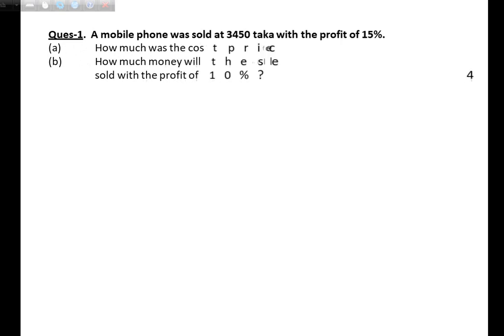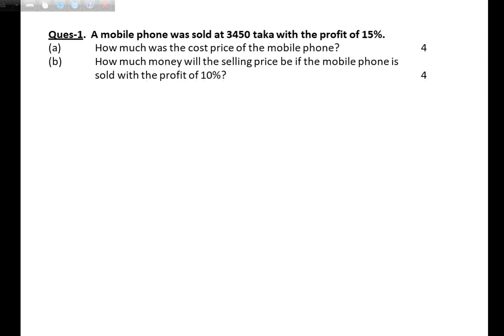and there is a CQ for your practice. The question is, a mobile phone was sold at 3450 taka, with a profit of 15%. And we know that 15% means 15 taka is profited from 100 taka, and here the time is only 1 year, and that is called the annual profit. There are two questions, and each question carries 4 marks.